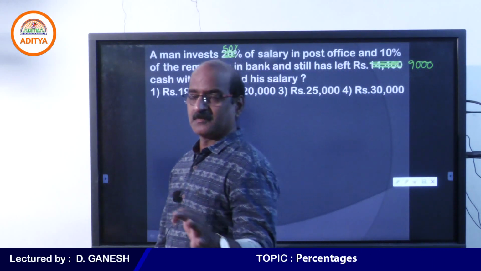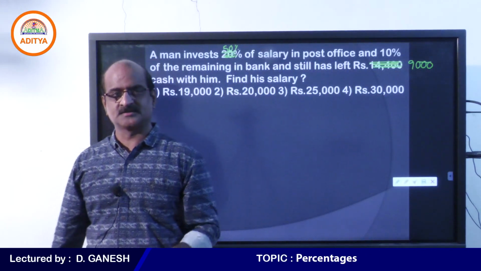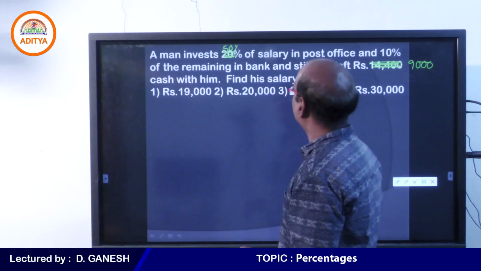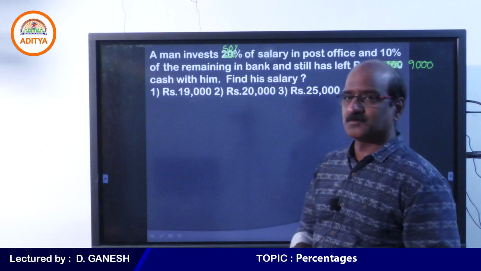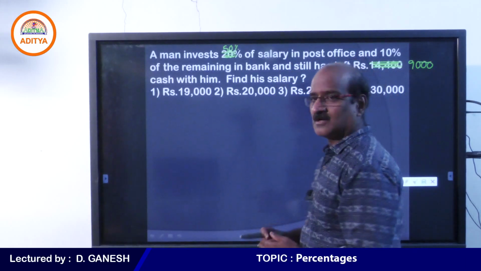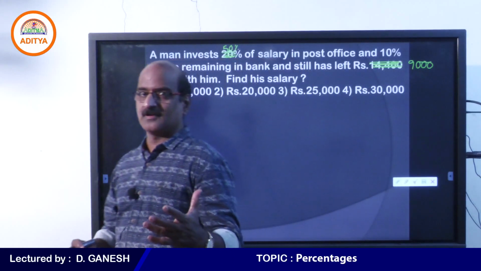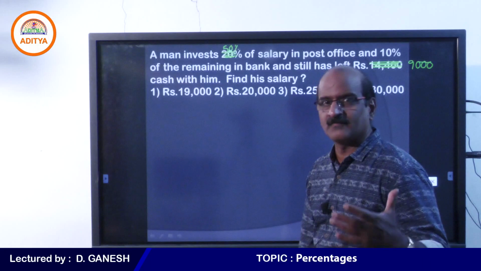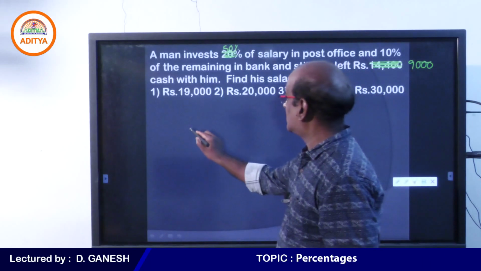Read the question thoroughly, man. Read the question thoroughly. Before you answer, read the question thoroughly. See, a man invests 50% of his salary in post office and 10% of the remaining. You have the word of remaining. Come on students, so whenever you are given the particular word of remaining, so you need to answer the question something like this.